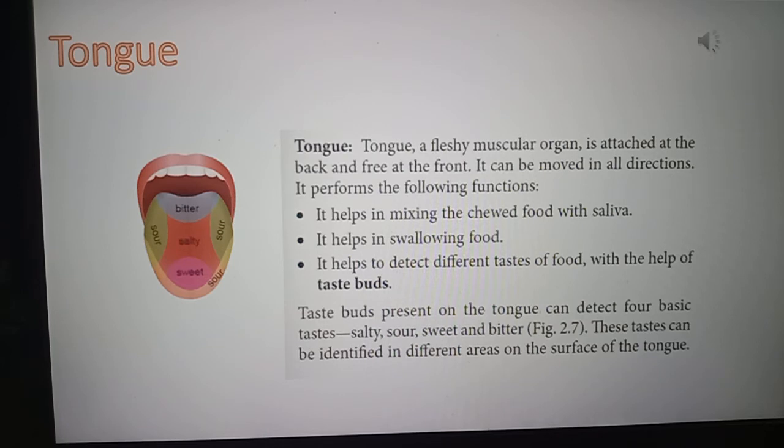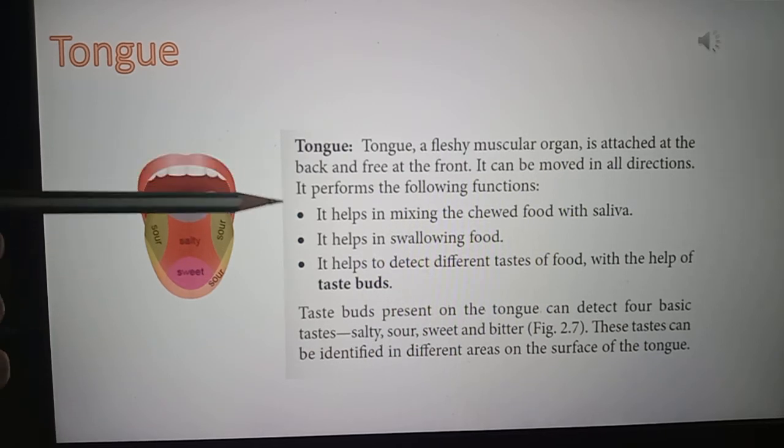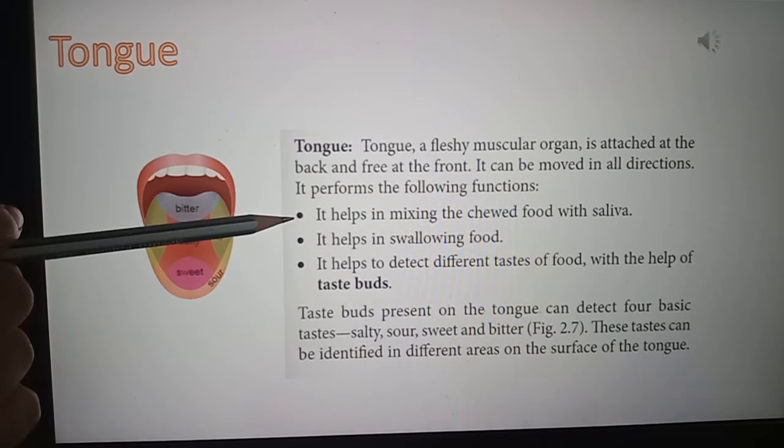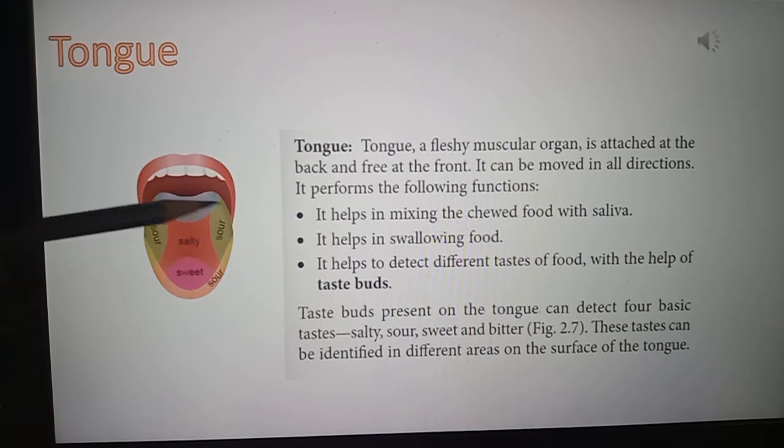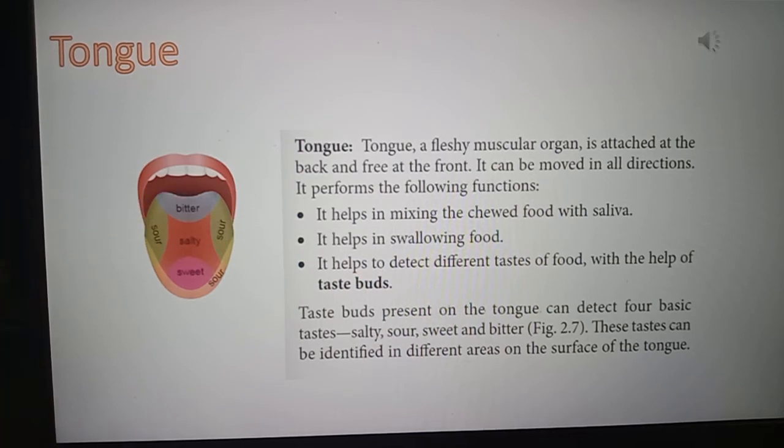The second function of the tongue is that it helps in mixing the chewed food with saliva. The food which we are eating is mixed with saliva. And who is helping in this process? The mixing of chewed food with saliva is helped by the tongue. The third function of the tongue is that it helps in swallowing the food. We are able to swallow the food due to the presence of the tongue. So these are the functions of the tongue. I hope you all have understood.